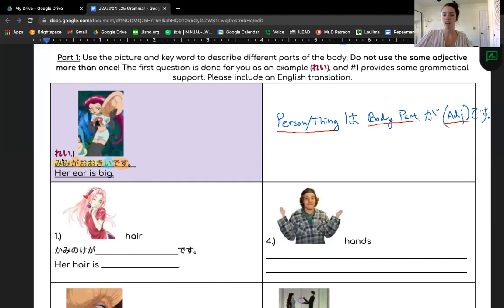So it's person, thing, body part, and then adjective. You might notice that in the example, there's nothing with particle wa. That's because we don't necessarily need to include it unless we want to be specific. Here it can be implied that it's this woman's ear, or that the topic is this woman in this case. As we go through this, you might want to be more specific with including the topic or the person, but you don't have to. You can just start with the body part and then ga.